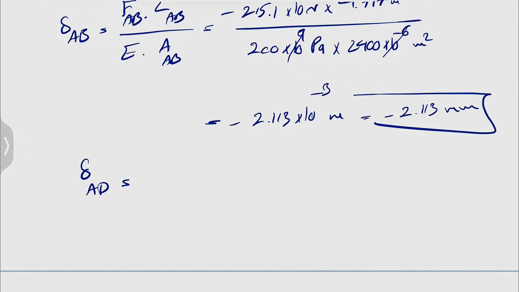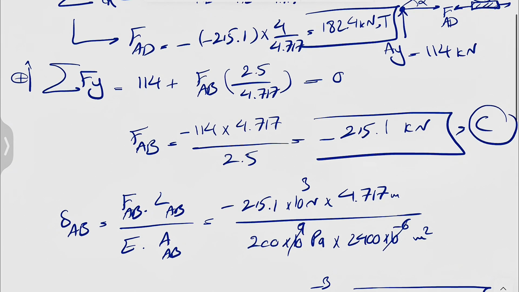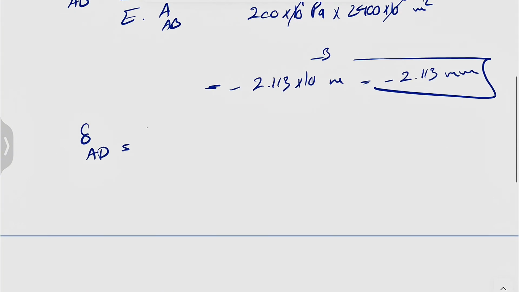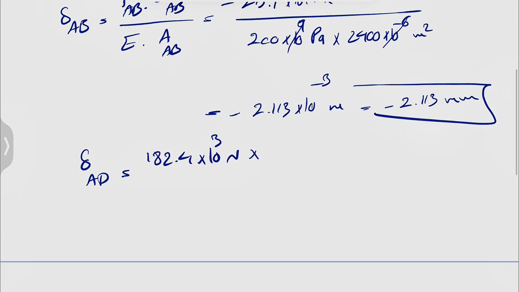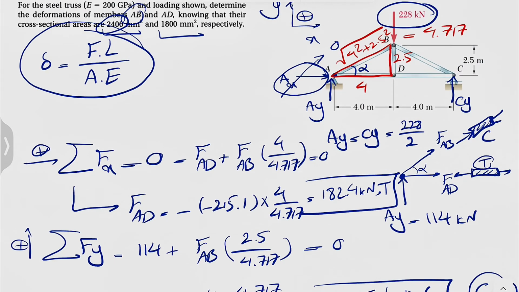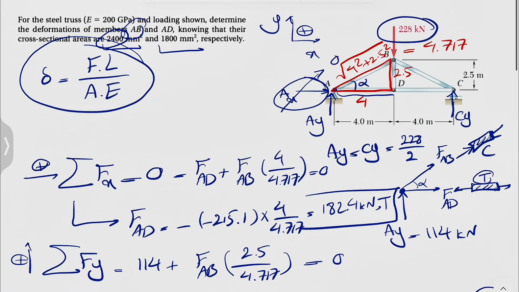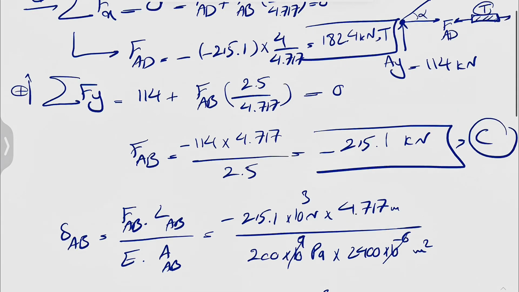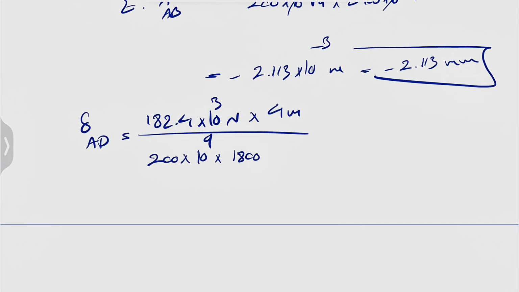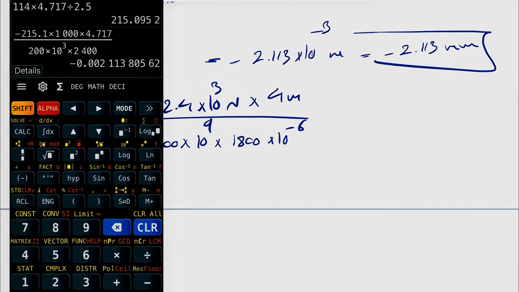And we're going to have a similar story for the member AD. Again, same formula, so we just have to put the force that we have, 182.4 times 10 to the 3 to get it in Newton, since we had it in kilonewton. The length of AD would be this side of the triangle, 4 meter, divided by the same elastic modulus for the steel, 200 times 10 to the 9, and the area that we have for AD would be 1800 millimeters squared. And this should give us the final answer for this.